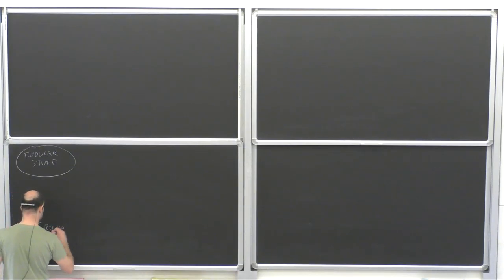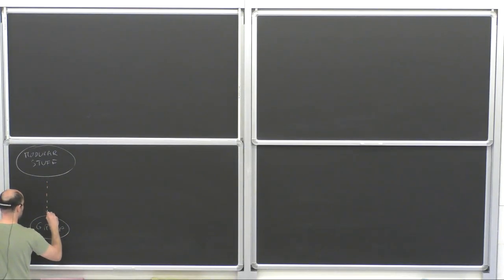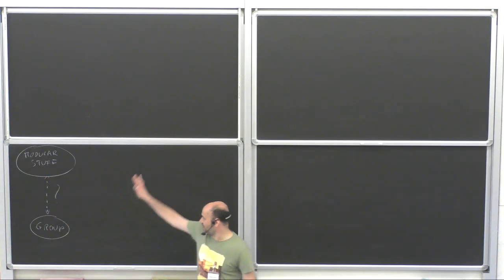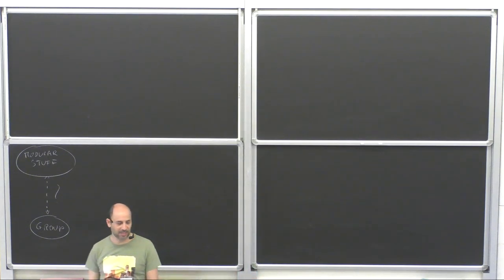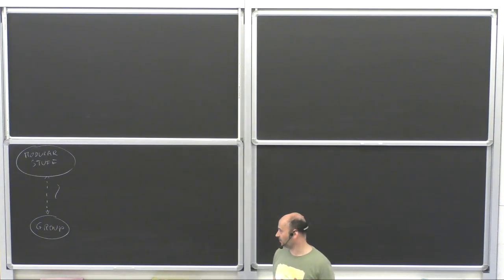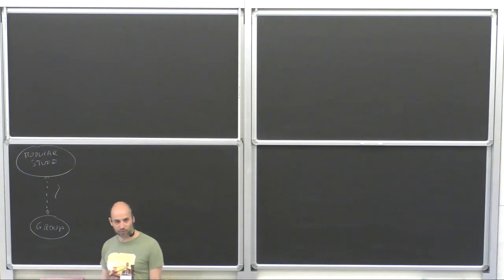So what is Moonshine, just to start? Moonshine is some weird relationship between some kind of modular forms or objects or other things. So there is some modular stuff, and then people realized that there is some weird relation between this modular stuff and some group theory, say, some finite groups. So here we have some strange observations that we cannot quite explain. The first instance of this kind of connection was developed in the 70s and 80s and is quite famous and goes under the name of monstrous moonshine.